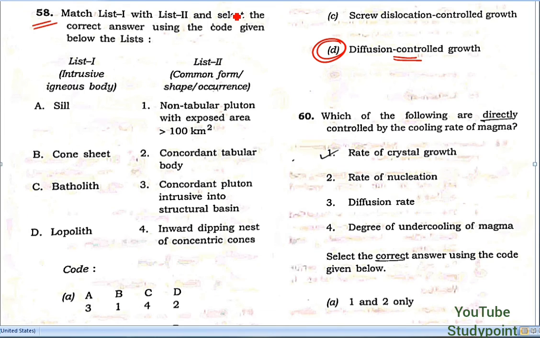Match list 1 with list 2 and select the correct answer using the code given. So, here is list 1 and here is list 2. List 1, sill. We know sill is a concordant tabular body. So, A is 2. Next, lopolith. This is concordant pluton intrusive into structural basin. Batholith is a pluton with exposed area greater than 100 km square. And the next, cone sheet is 1. Cone sheet is an inward dipping nest of concentric cones. The right answer is option C.